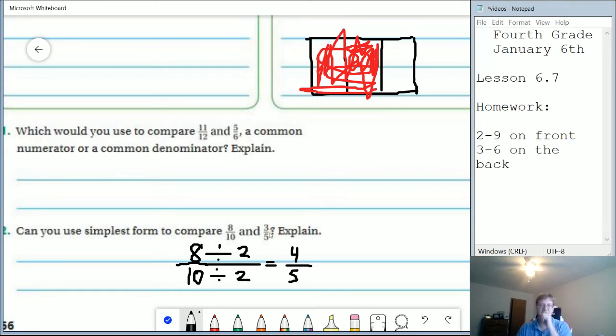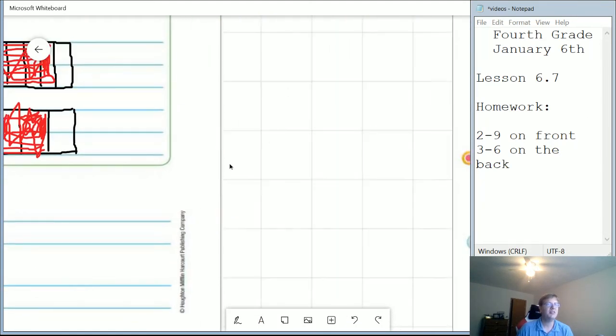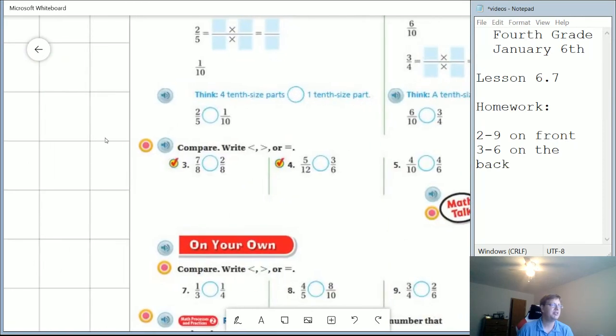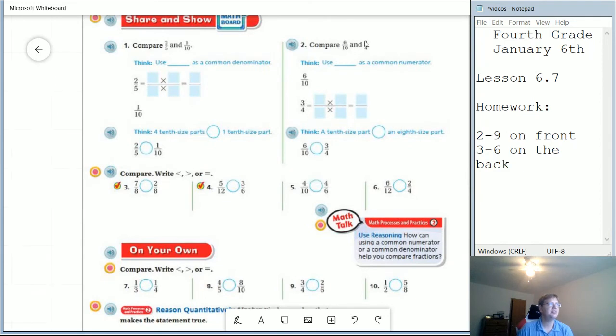Depending on if it shows up in this order, or if they changed it, we might use a different symbol. In the order that they have it written, we would use greater than. So 8/10 or 4/5 would be greater than 3/5. So let's go to our next page. And I'm going to give you a chance to pause the video. I don't think we're going to do every single one of these, but I definitely want to do number 1 and number 2 to figure out what we can do.